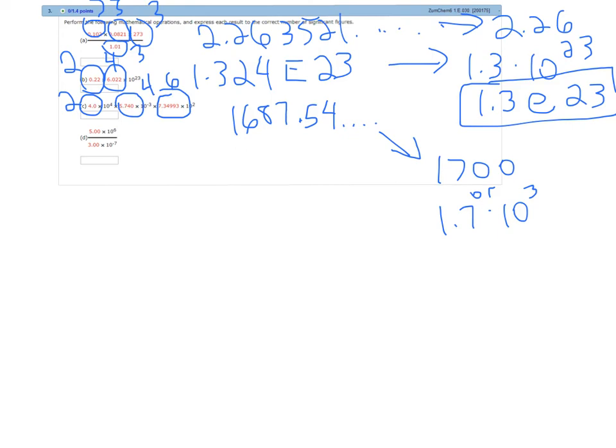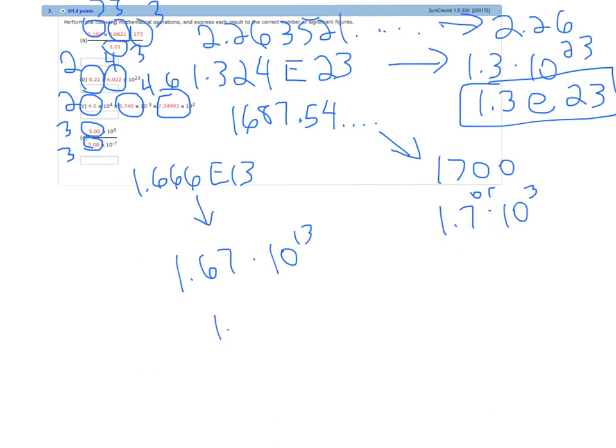Last problem, part D. We have 5.00 times 10 to the 6th, that's 3 significant figures, and 3.00 times 10 to the negative 7th. On your calculator, you'll get 1.666666 times 10 to the 13th. We have to round it to 3 significant figures, so that would round to 1.67 times 10 to the 13th. The way to write that in WebAssign, quick easy way, is to just put 1.67, a lowercase e, and then the number 13 for a nice easy way to do that.